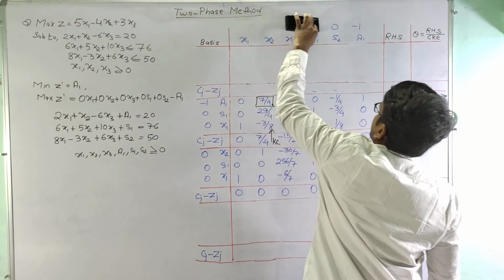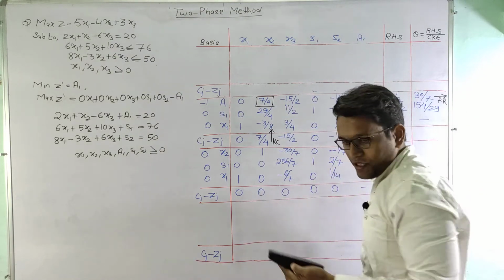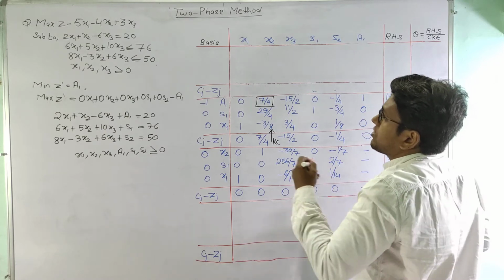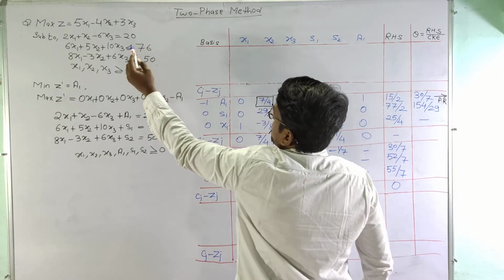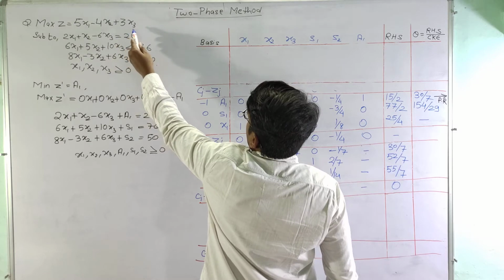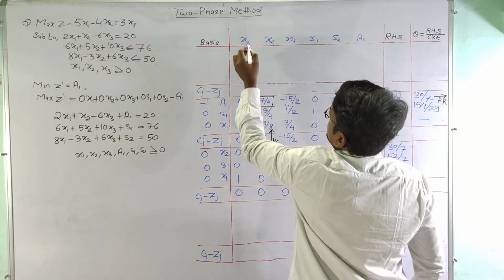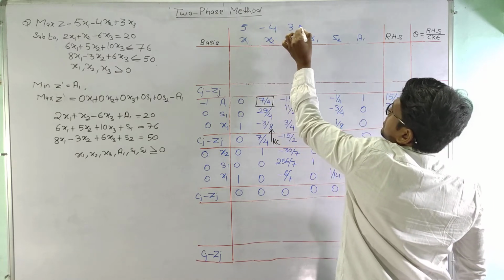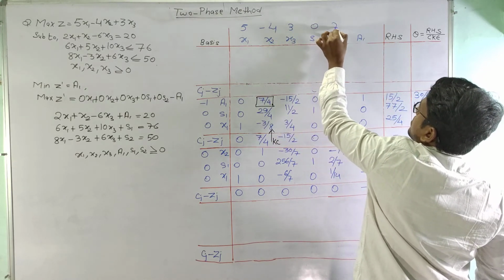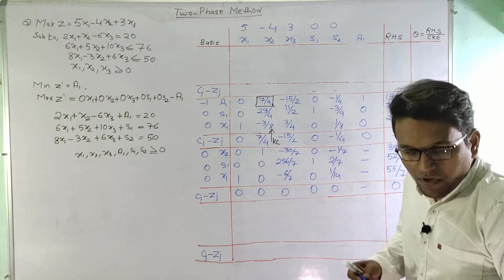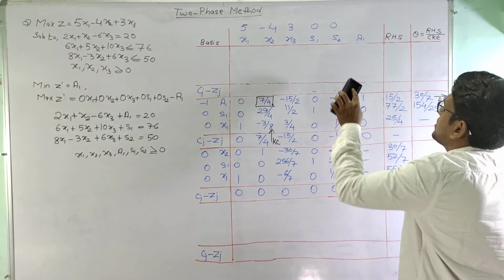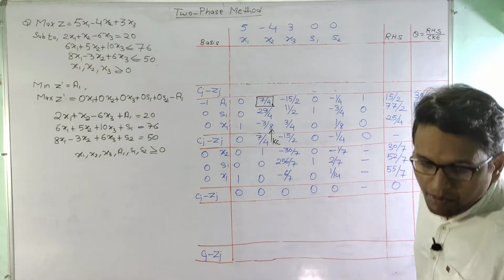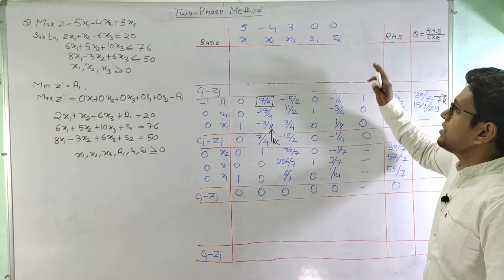Our objective function will also be changed. The new objective function will be here. So I'll write the original objective function, which is 5x1 minus 4x2 plus 3x3 plus 0s1 plus 0s3. So this will be 5, minus 4, 3, 0, 0, and here once our artificial variable has been removed, we do not need to consider the artificial variable to be calculated further.